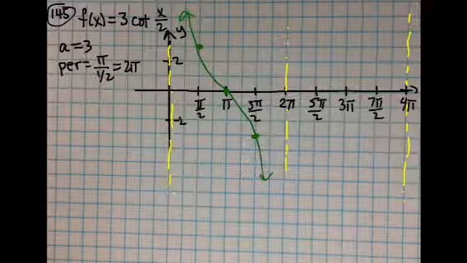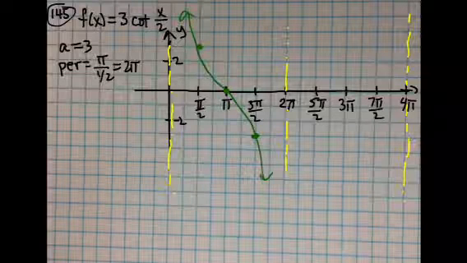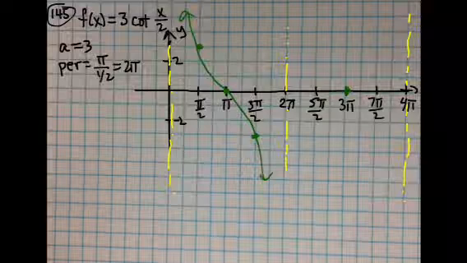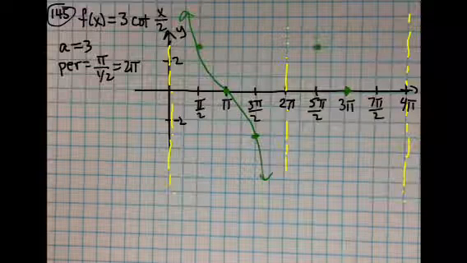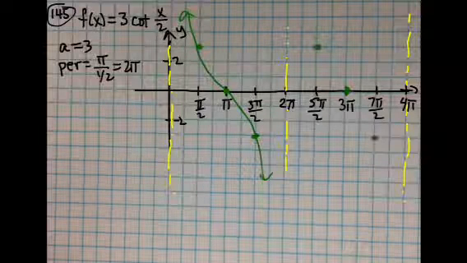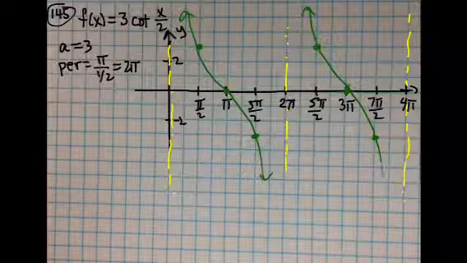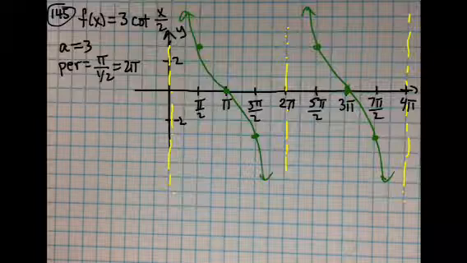So you copy this figure or this shape over to the right hand side. So the 3 pi is 0, the 5 pi over 2 is positive 3, 7 pi over 2 is negative 3, and connect your points. And that's it. That's your 2 periods.